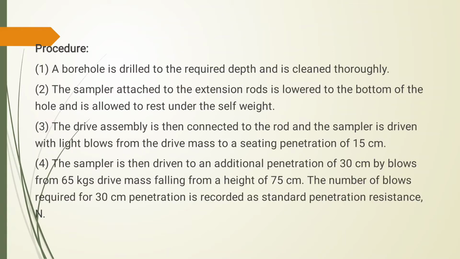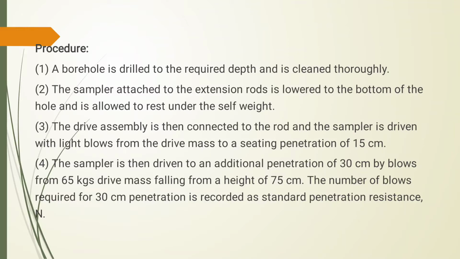Procedure: first, a borehole is drilled by using a drilling rod to the required depth. Next, the sampler is attached to the extension rod and is lowered into the borehole. Next, the driving assembly is connected to the sampler and light blows are given using a hammer, with a free fall height of 750 mm, until a penetration of 150 mm.